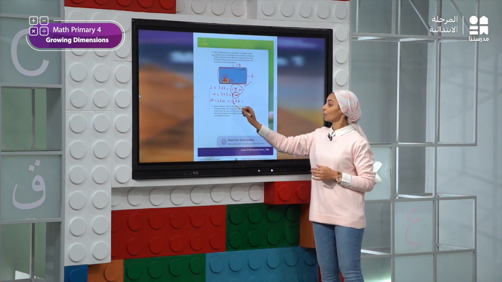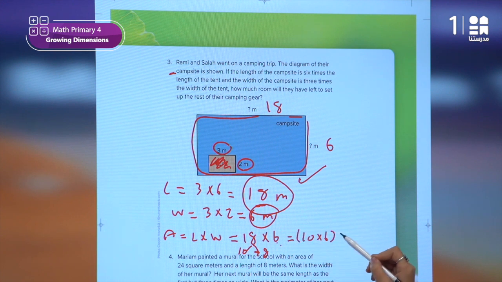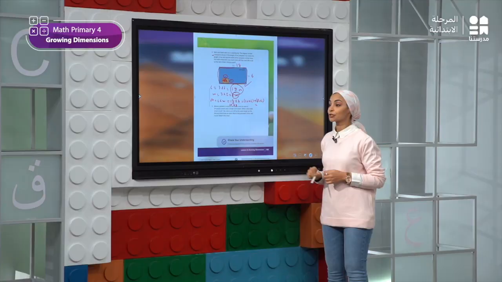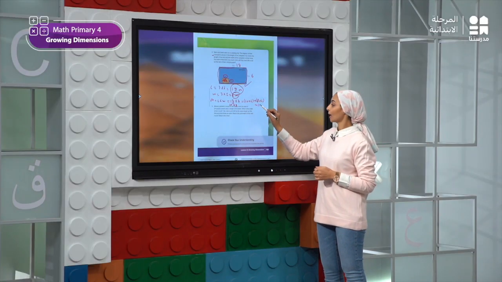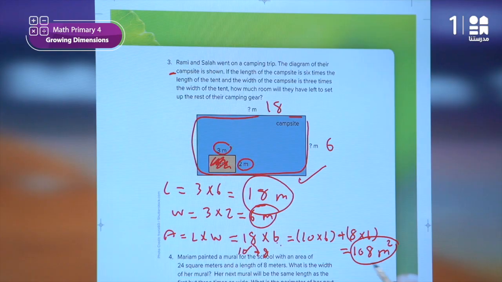طيب 18 ممكن اعملها 10 plus 8 واعمل 10 times 6 plus 8 times 6. So my answer is 108 meter square and this is my area. This is the whole area of the shape. خلاص الاريا اللي انا جبتها دي الهول اريا كلها.